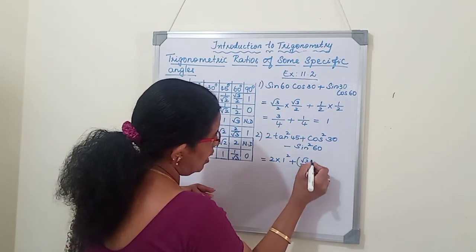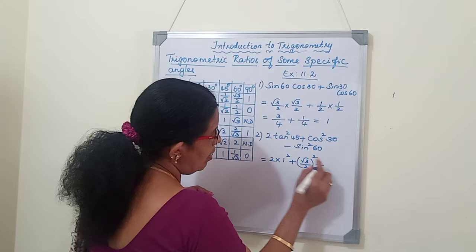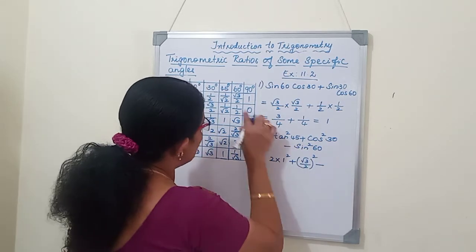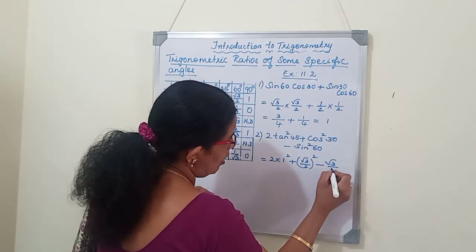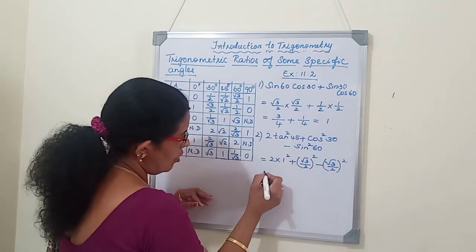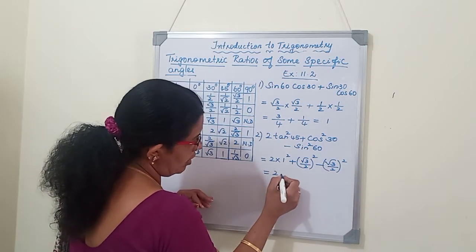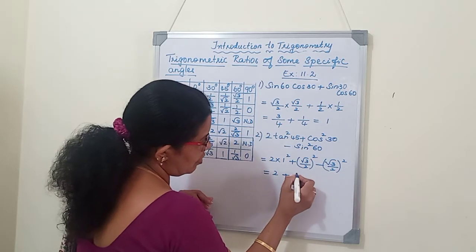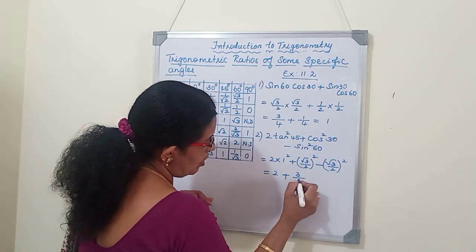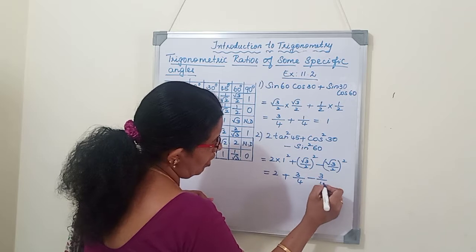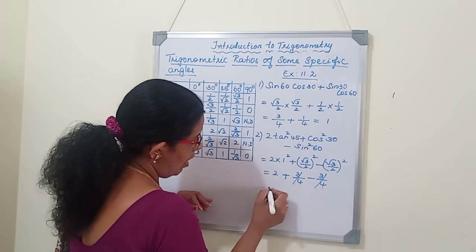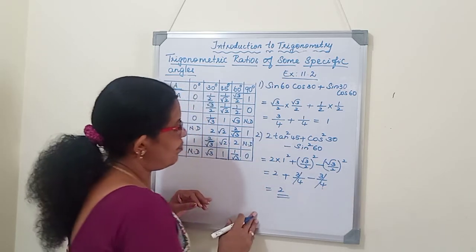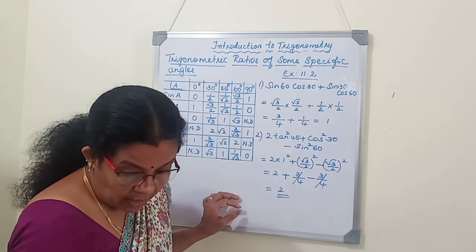So cos square 30 is root 3 by 2 the whole square, minus sin 60 is also root 3 by 2 the whole square. So here 2 into 1 square is 2, plus, directly we can cancel, otherwise square it. Root 3 square is 3, 2 square is 4, 3 by 4 minus 3 by 4. Otherwise directly we can cancel it and we will get the answer 2. Now we'll see the third question.